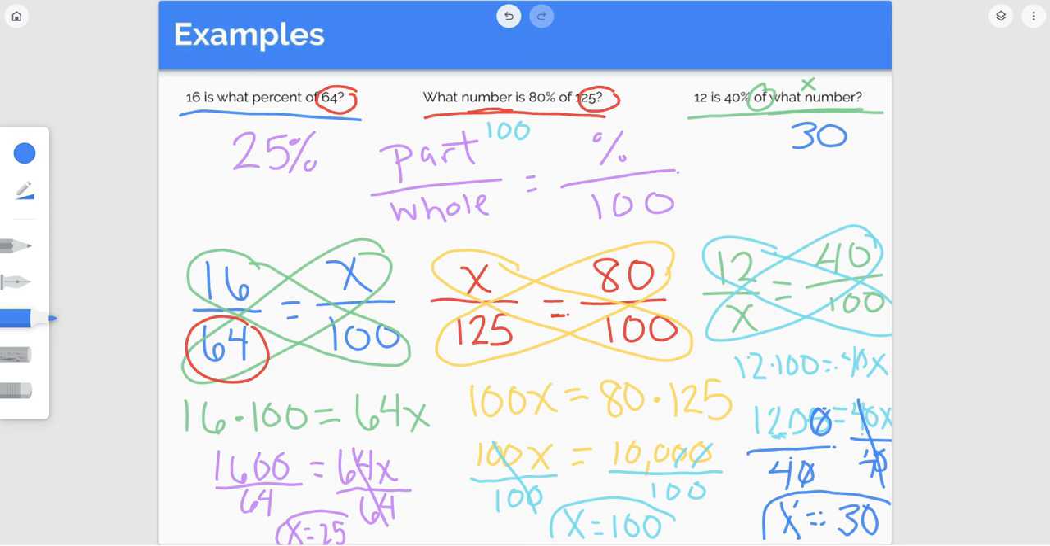And that makes sense because let's think. What is half of 30 or 50% of 30? Well, that's 15, right? So if I'm taking 40%, that's just a little bit less than 50%. So a little less than 15 is 12. So it makes sense that 12 is 40% of 30.